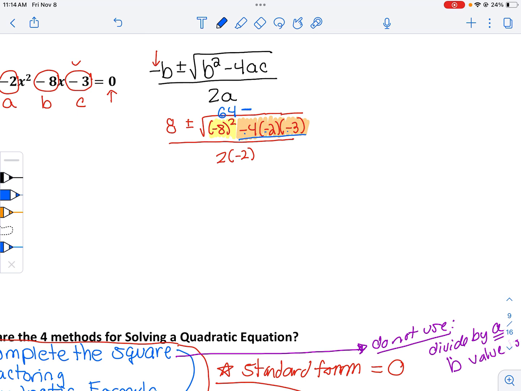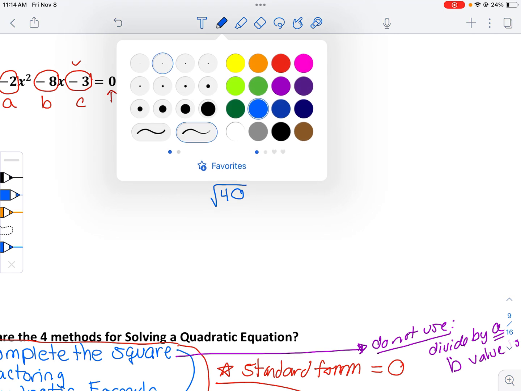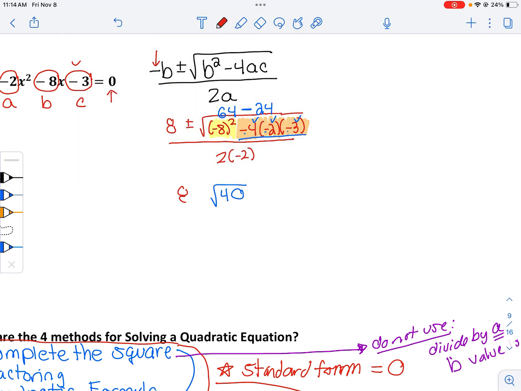Okay, so now I'm just going to multiply 4 times 2, which is 8. 8 times 3 is 24, and I've got 64 minus 24. Well, 64 minus 24 is 40. That is now what is inside my square root. And I'm going to copy down the rest of the problem. In the denominator, I do have a -4.